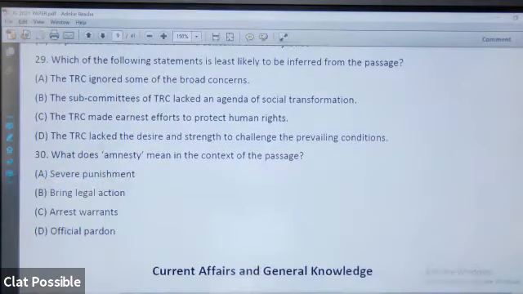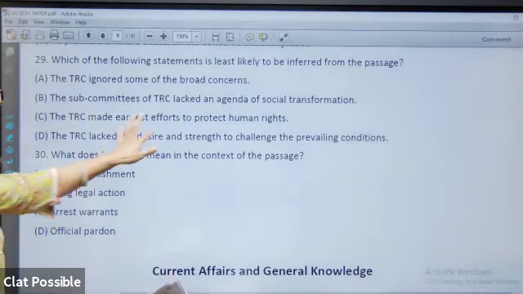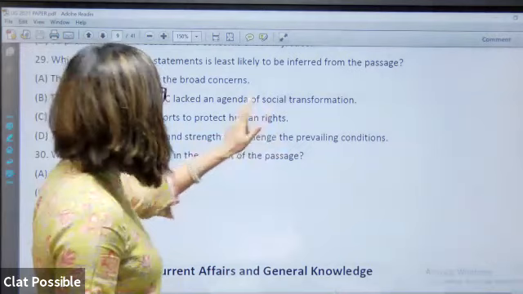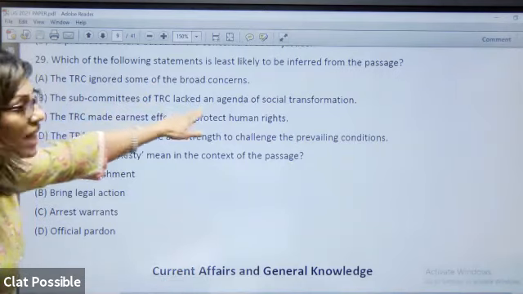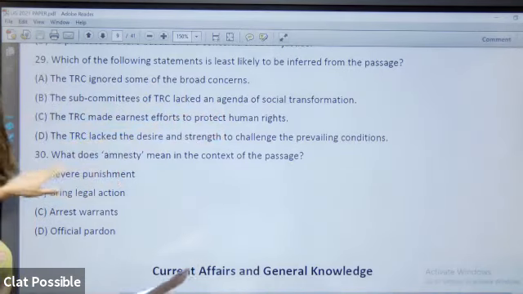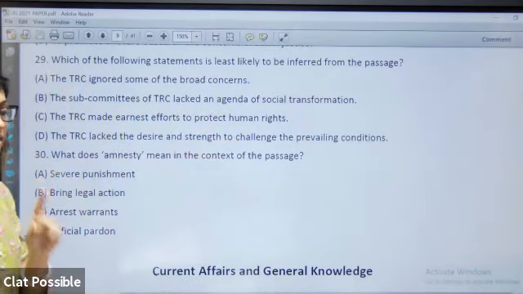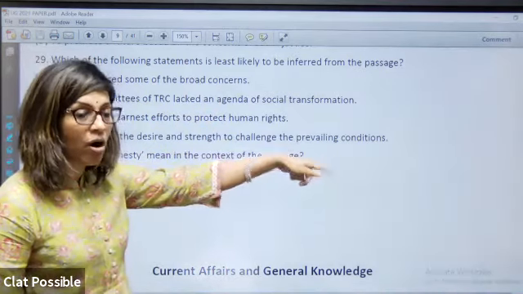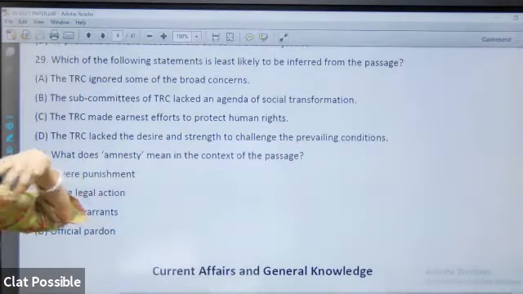What is least likely to be inferred from the passage? The TRC made earnest efforts to protect human rights is what is not going to be inferred. What is inferred is A, they ignored the broad concerns, right? They lacked an agenda, the subcommittees. There's a whole paragraph on this. And the fact that they made earnest efforts to protect human rights is not what has emerged. They have just tried to paper over it, right? And D is also inferred, or rather stated by the author, that they lack the desire to move ahead and to drive change.